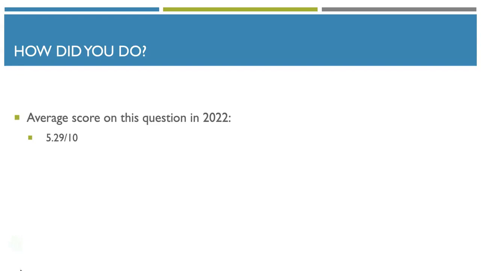How did you do on this problem? The average score on this question in 2022 was 5.29 out of 10. So it was a fairly high scoring question, probably the highest scoring free response question on the AP exam in several years. Certainly the highest scoring free response question in 2022. Doing well on this question means you scored at least 5 points. If you were doing 6 points or higher, then you're really in good shape here.